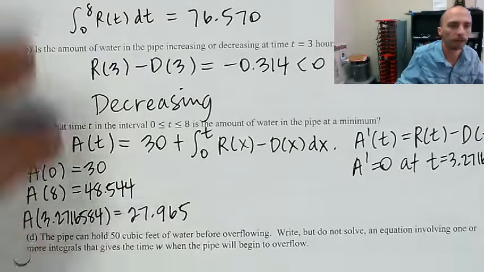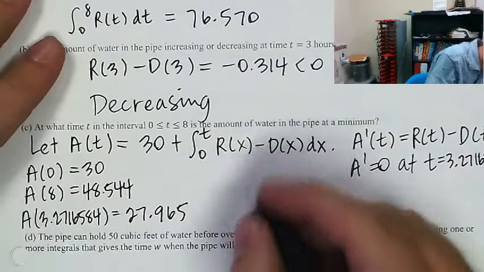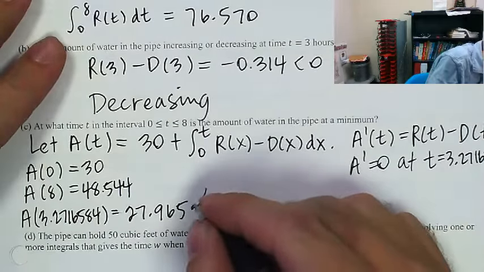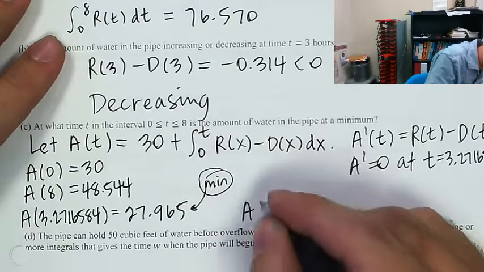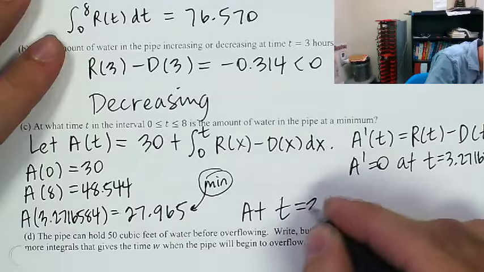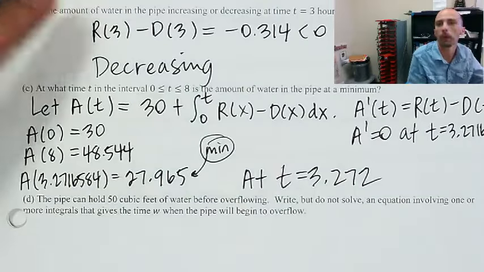All right, and then I'm going to say, okay, this is clearly the lowest amount, but they asked what time t, so I would say that's the minimum. And so I would say at t equals 3.271 or 272, right, around in the last step.